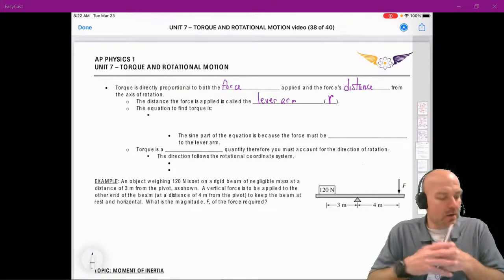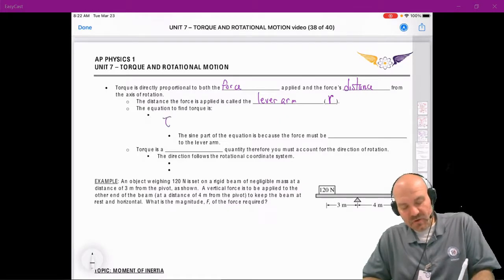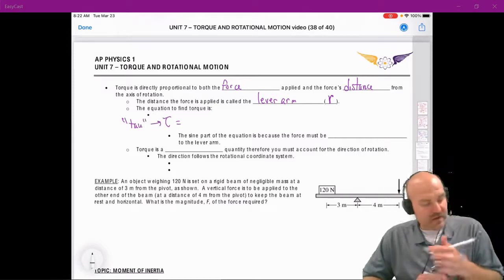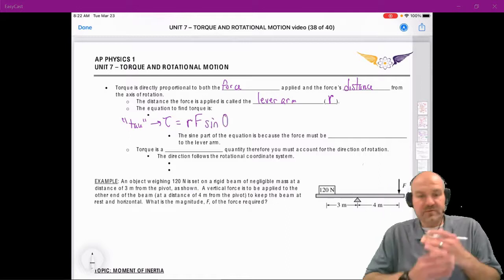Now, the equation to find torque is: torque, which is the Greek letter tau, equals R, the lever arm, times force times the sine of the angle.